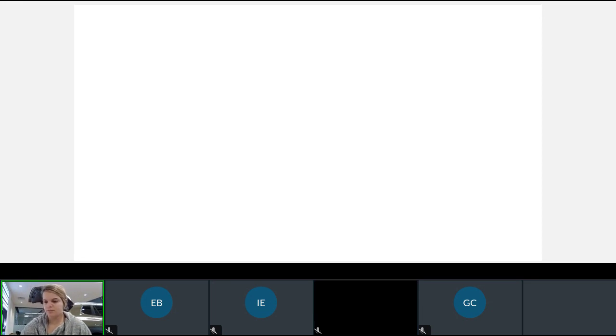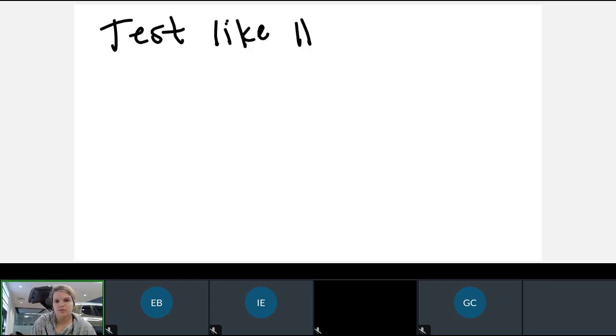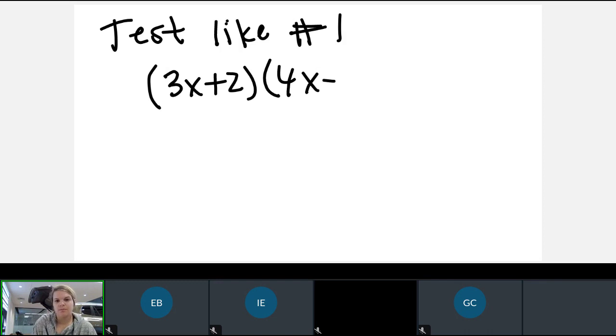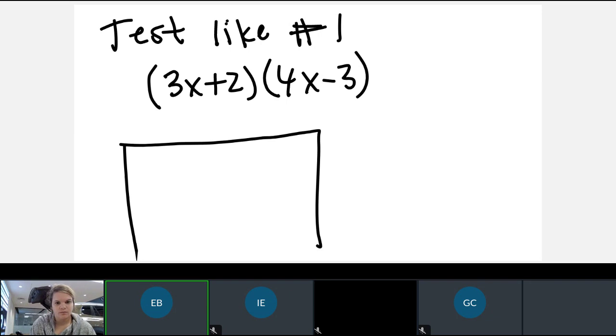Okay, Erica, you had a question about the test that is like number 1. So this is a polynomial times a polynomial. I'm going to do a different one, I switched the numbers around. But you can either use the box method or FOIL. Which one do you like to use? Box or FOIL? I like the box method, but sometimes I get mixed up. So FOIL can work too, but box method works. Okay, if you like box, we'll do box.